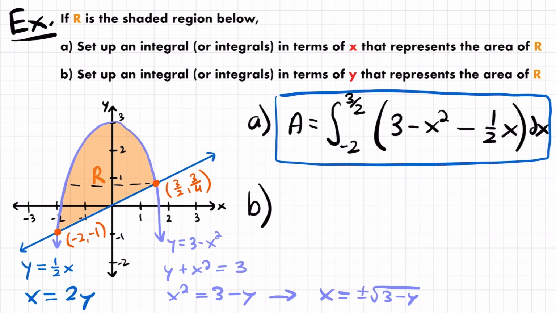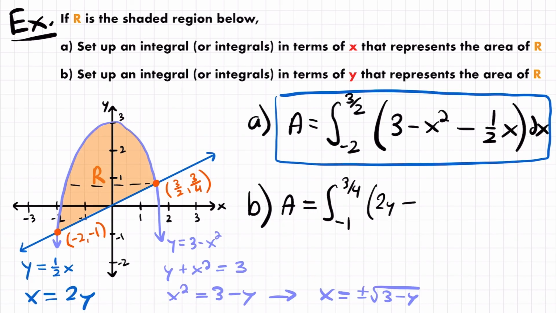If we're going to set up two definite integrals, we'll have that the area is equal to the integral from y equals -1 to y equals 3/4, right? That is going to be this region right here. And if we move from right to left, the top function, or the rightmost function, is the line x equals 2y. So we're going to have 2y minus the bottom function, or the leftmost function, which if we move from right to left, will be this parabola.